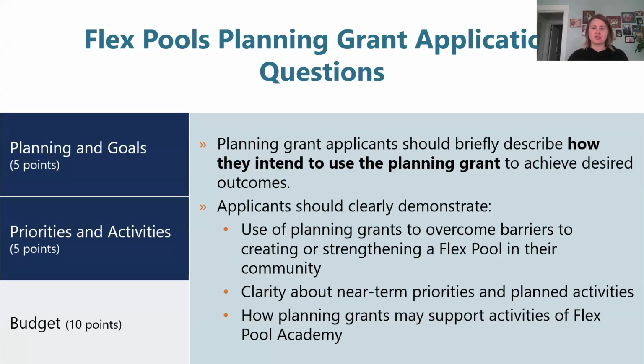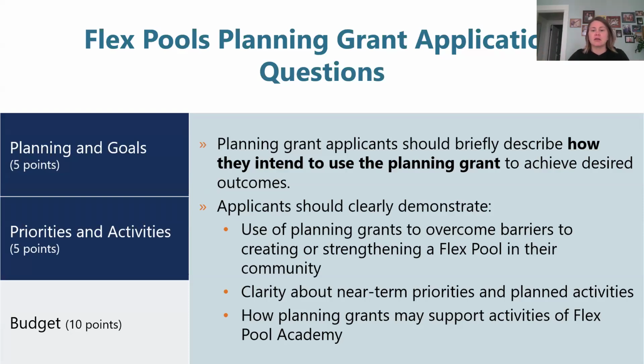Planning grants should describe how you intend to use the planning grant to achieve the desired outcomes. You should be able to clearly demonstrate what your use of the planning grant is. How are you going to use that to overcome barriers, to either create a new flex pool or to strengthen either a fully blown existing flex pool, or to strengthen some of the components that you have of a flex pool in your community.